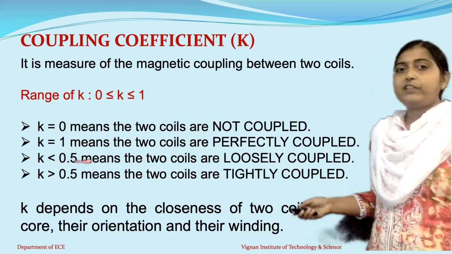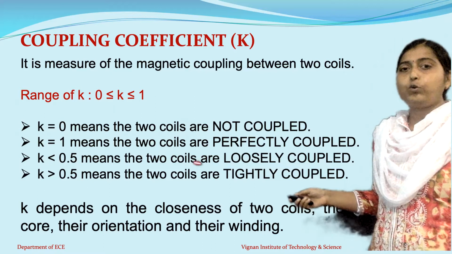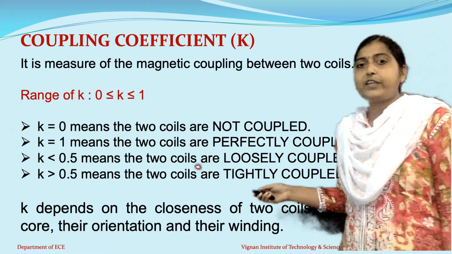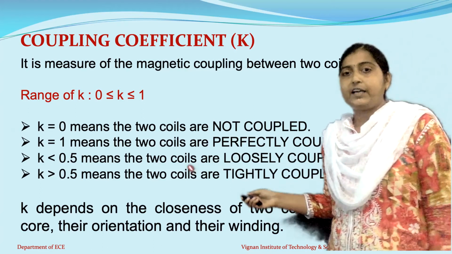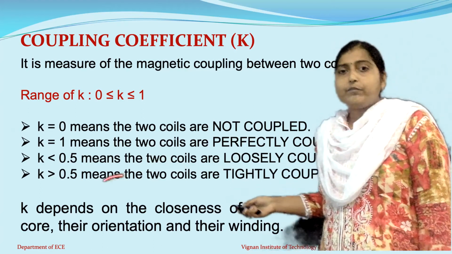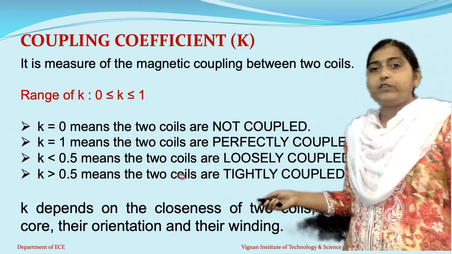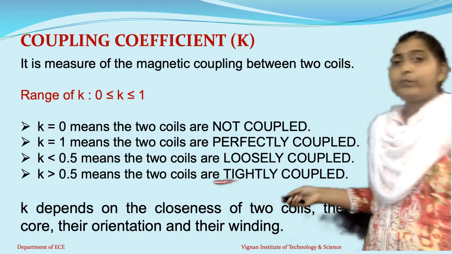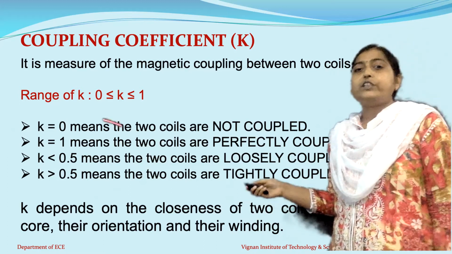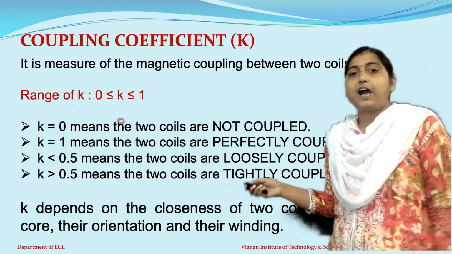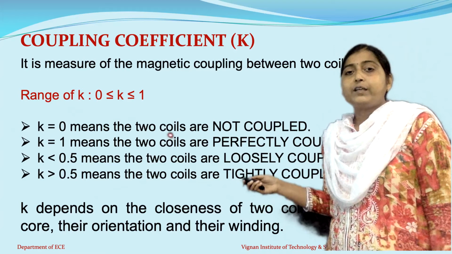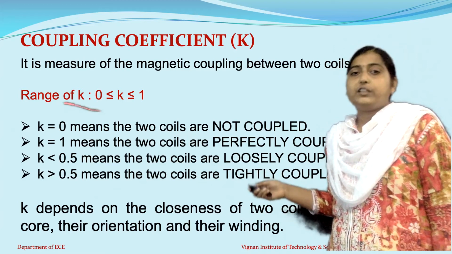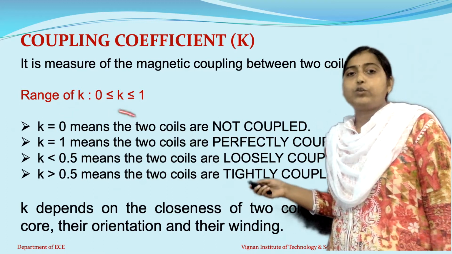If K is less than 0.5, the two coils are loosely coupled. If K is greater than 0.5, the two coils are tightly coupled. This is how the coefficient of coupling tells us how closely the coils are associated with each other. It varies between 0 and 1.